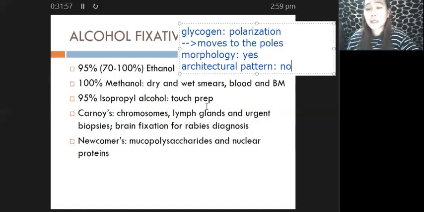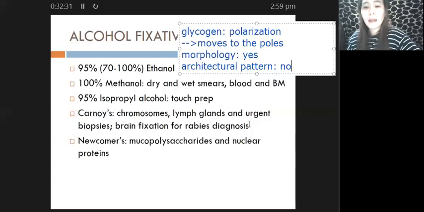Another alcohol fixative that we can use in the laboratory is your 100% methanol. This is considered to be a toxic substance in the laboratory, so that's why we are limiting its use. In the laboratory, your 100% methanol is oftentimes used for your dry and wet smears, as well as for the fixation of your blood and bone marrow smears.